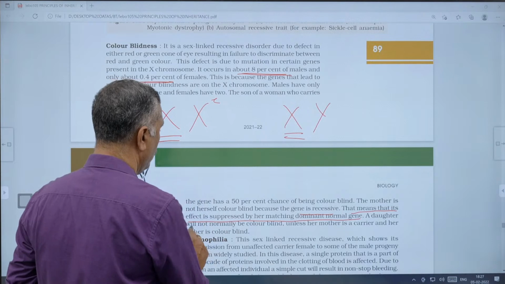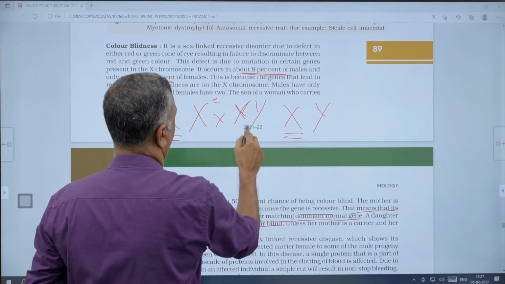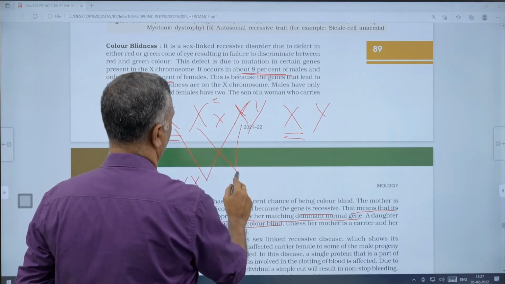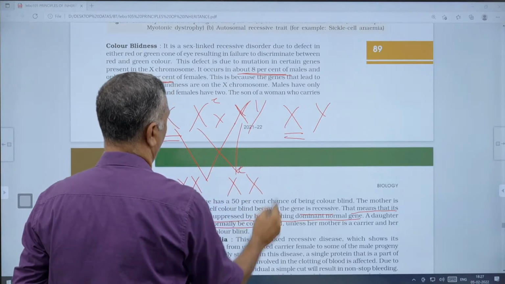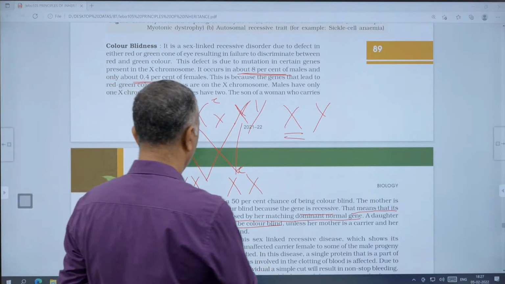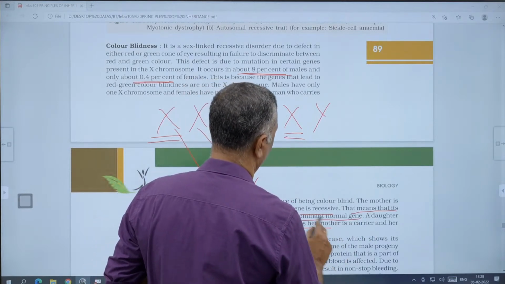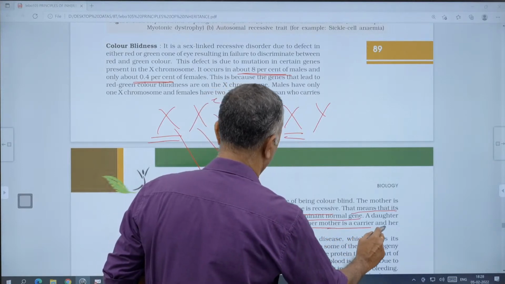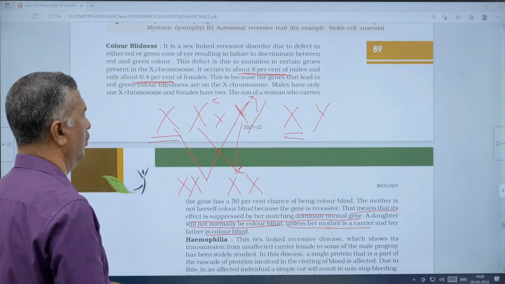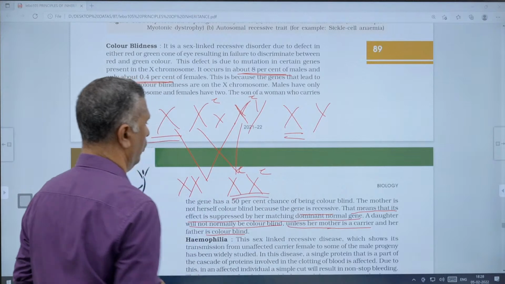And the daughter will not normally be colorblind. In a marriage with a normal XY male, the daughters are either normal or carriers. There will be no colorblind daughters. A daughter will be colorblind only if her mother is a carrier and her father is colorblind. If the father is colorblind, the daughter also gets X small c and has color blindness. That is a very rare case.